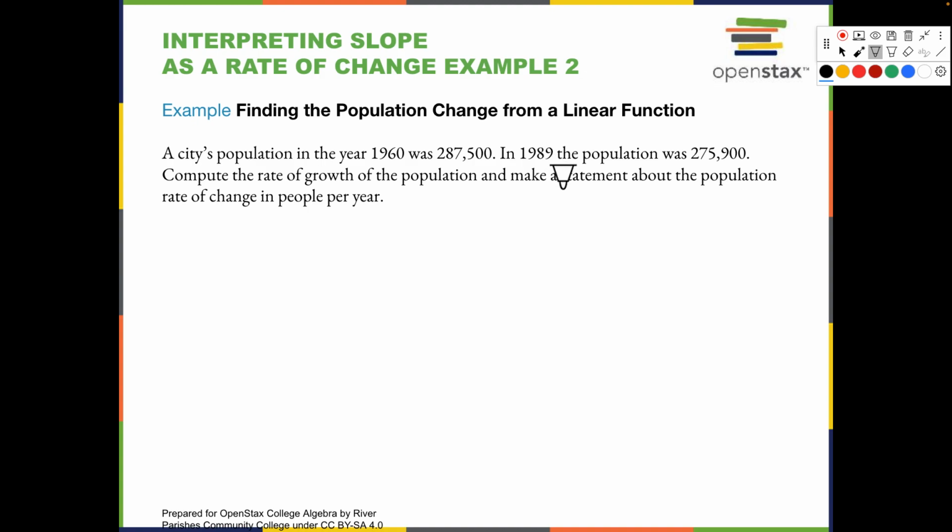Here's finding population change, and they want us to compute the rate of growth of the population. So the slope is a rate. It's how things are growing over time in this case. So we've got a year and an amount of people, a year and an amount of people.